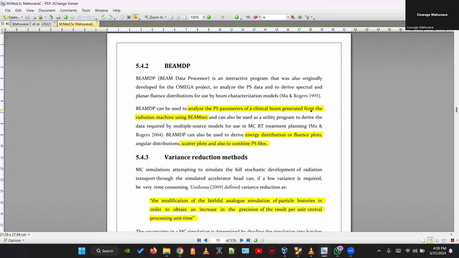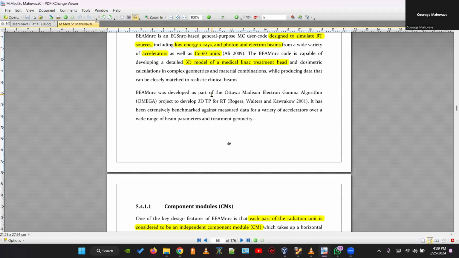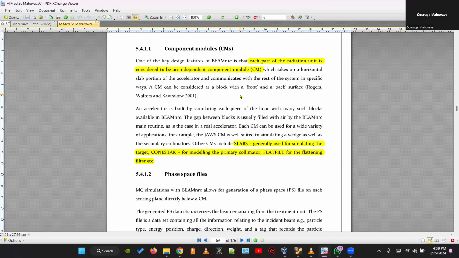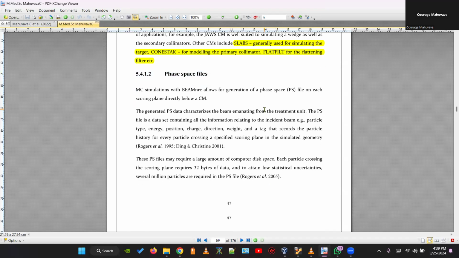So BeamDP is what I'm going to talk about now. We've spoken about BEAMnrc, used to model the Linac component modules, being the little subroutines that are used to model each and every component of the Linac, and the phase space file is the output. The phase space file itself contains all the information that you need about the radiation beam that is coming out of the Linac. So it gives you things like the position of a particle, its energy, its direction, its charge, right? And a tag, this tag of a particle is usually called a latch.